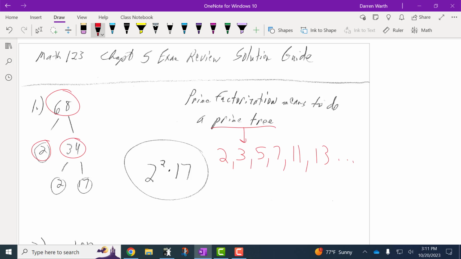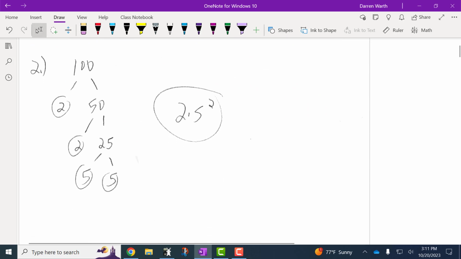Now I'm going to go ahead and take another 2 out of 34, and 34 becomes 2 times 17. Now that I've done that, you're going to notice that those are all prime numbers, 2, 2, and 17. So that's when I stop right here, and I just write it into this form right here, which is 2 squared times 17. Okay, now the next number it wants me to do is it wants me to go ahead and find the prime factorization of 100.